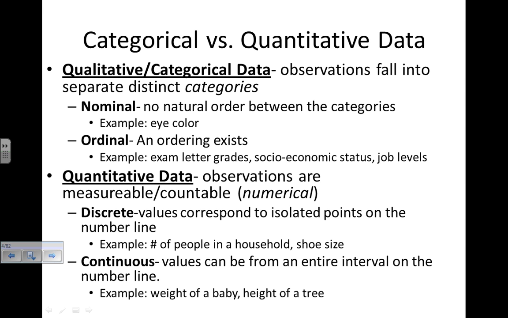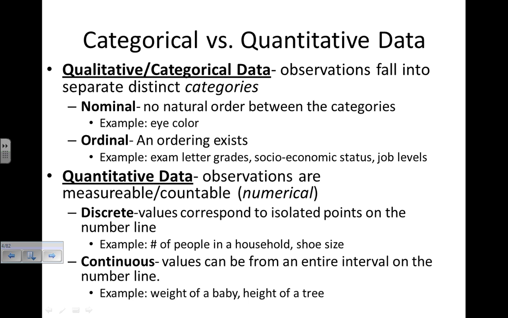So categorical, you could also call it qualitative. And here it's not going to be where you're counting. It's going to be more like you could have categories of data. So observations fall into separate or distinct categories. So there's two types of categories, nominal and ordinal.